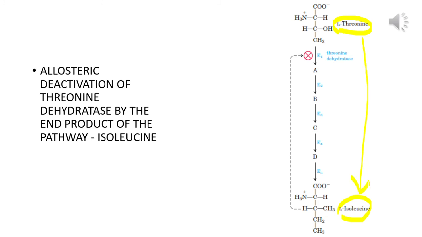And this end product is the allosteric inhibitor of the enzyme E1. Can you see enzyme E1? It is the first enzyme of the pathway. That first enzyme of the pathway is allosterically inhibited by the final product of the pathway. Remember, in almost all cases, allosteric inhibitor is one of the final end products of the same pathway.